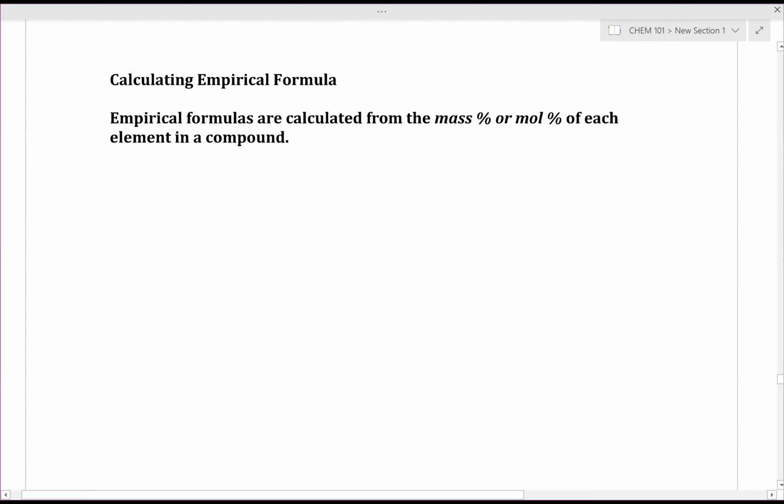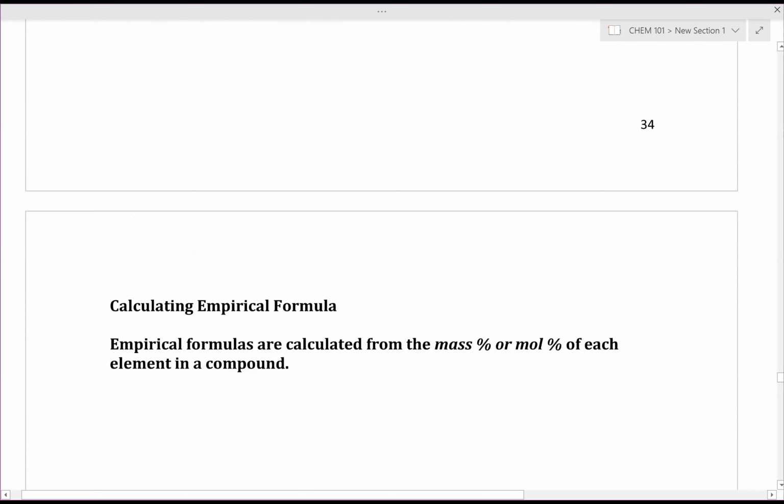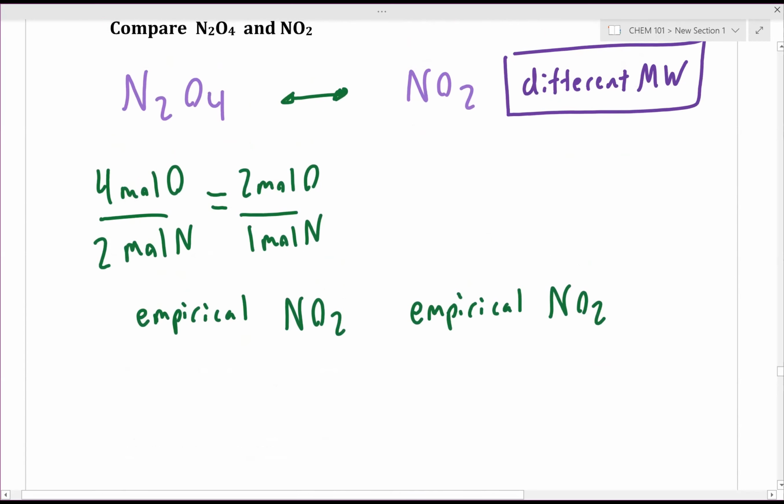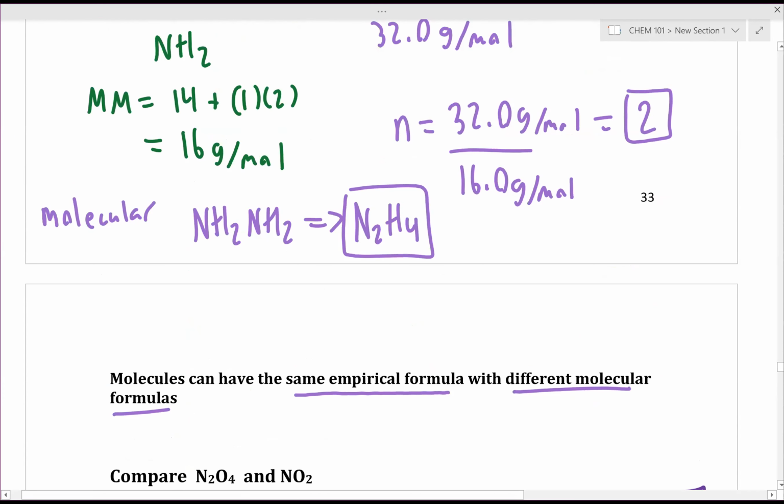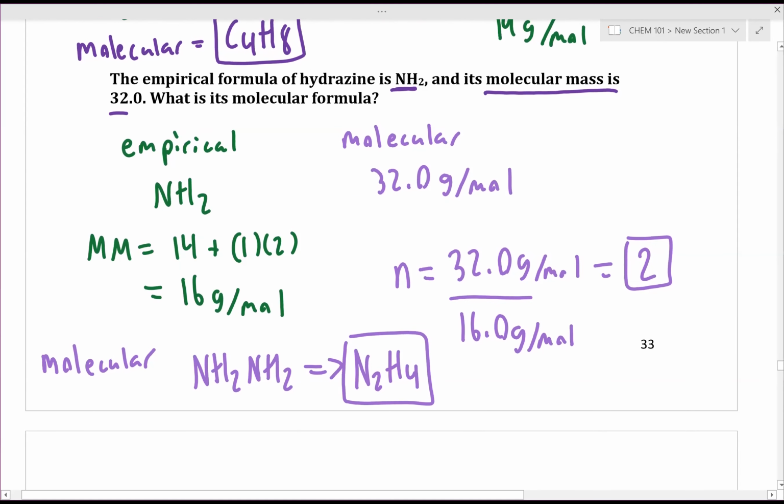Actually, going back to the example where we calculated for hydrazine, would we simplify that, or would we just leave it as is? You leave it as is because the molecular formula describes the exact number of each element found in your compound. The only time when you simplify is if you're writing the empirical formula.